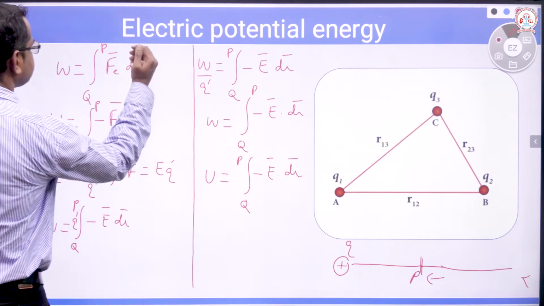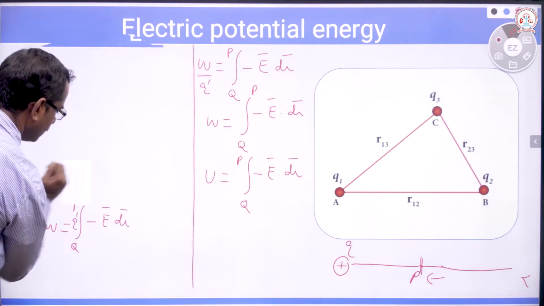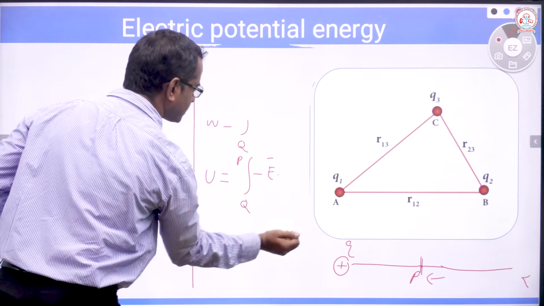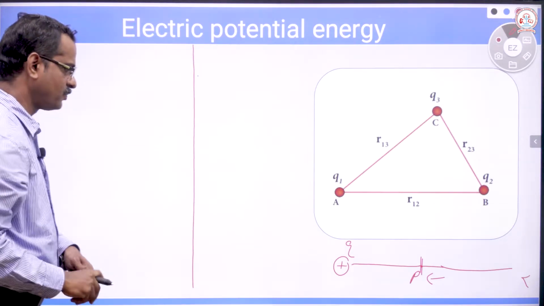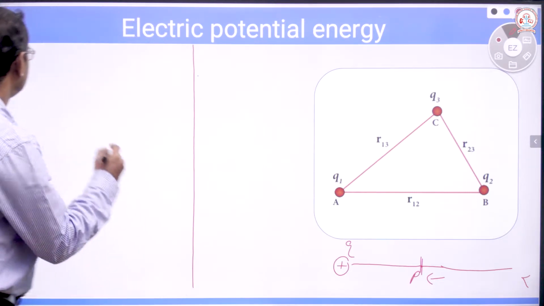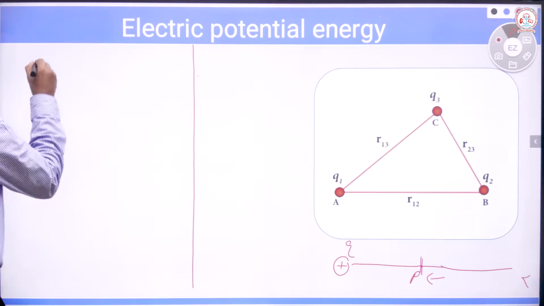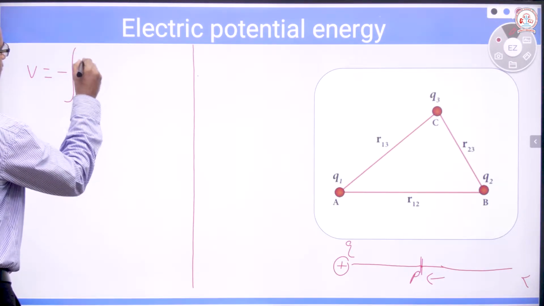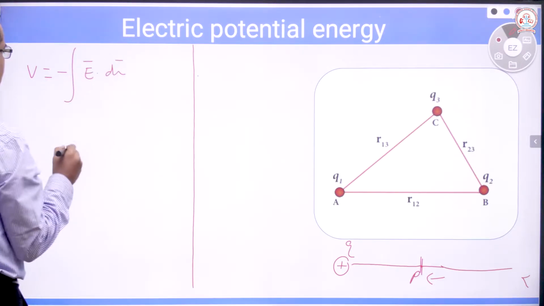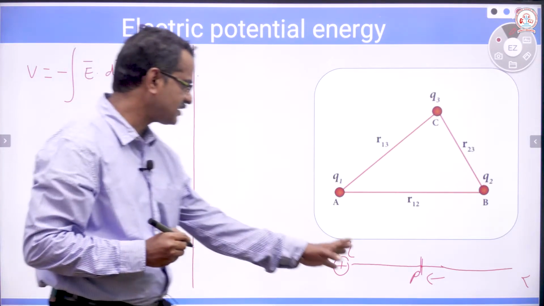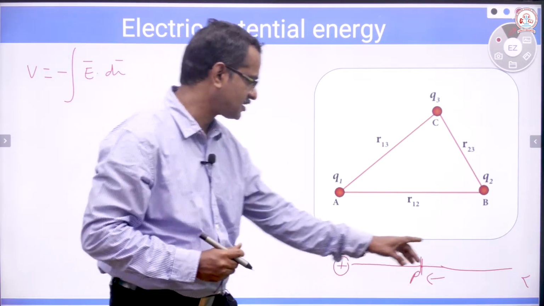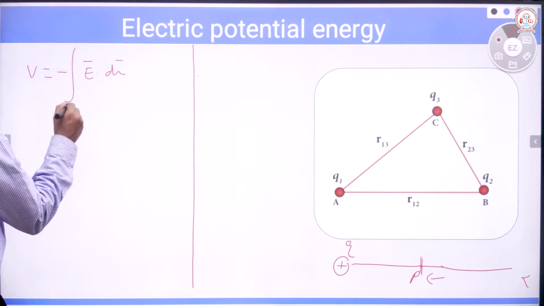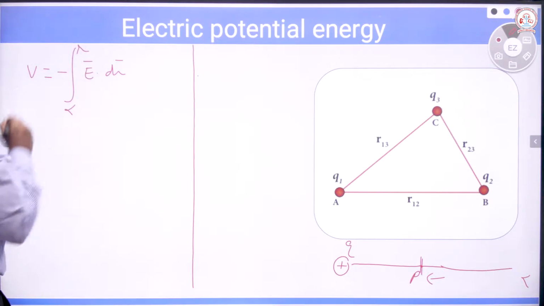Now, we can write that the electric potential is the amount of work done in moving a unit positive charge from infinity to this point P. The potential V is equal to the integral of minus E vector dot dr vector, where from we are moving the charge. In the previous case we moved the charge from Q to P. Now we are moving the charge from infinity to the point P, which is at a distance R.